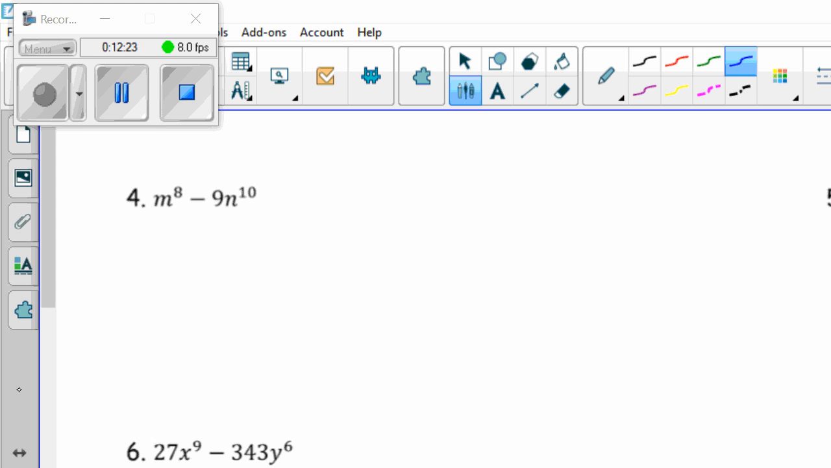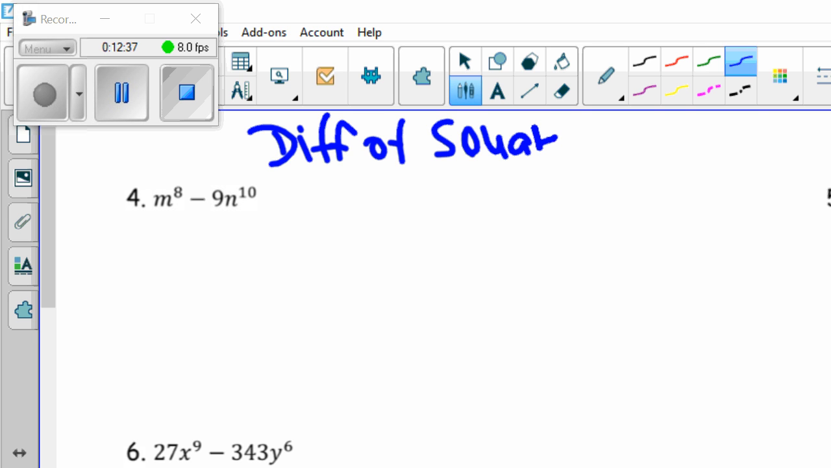Okay. Next page, I have m to the 8th minus 9n cubed. Again, I notice that my number 9 is a perfect square, so I'm checking to see difference of squares. Okay. So again, m to the 8th.